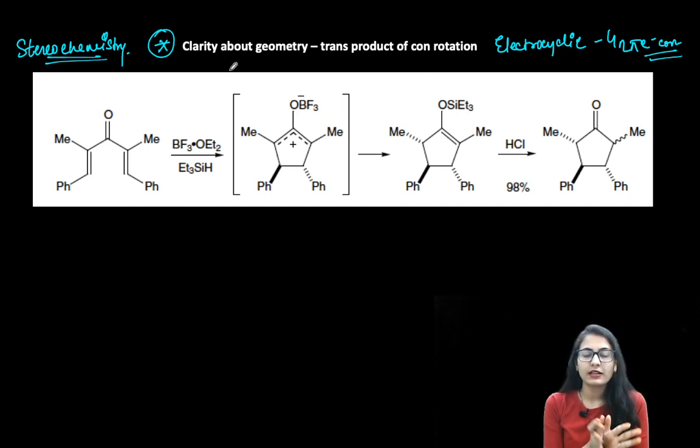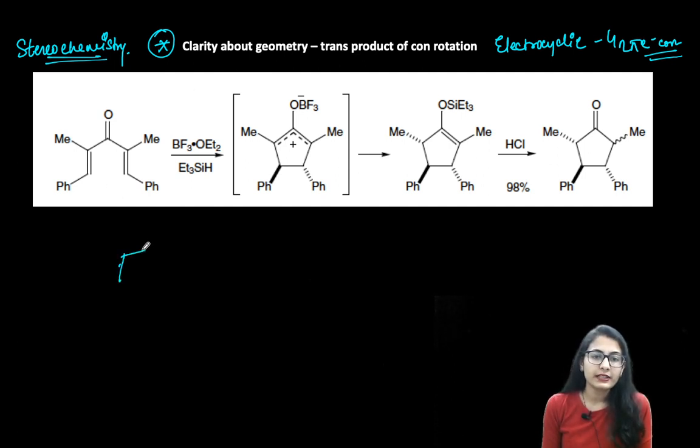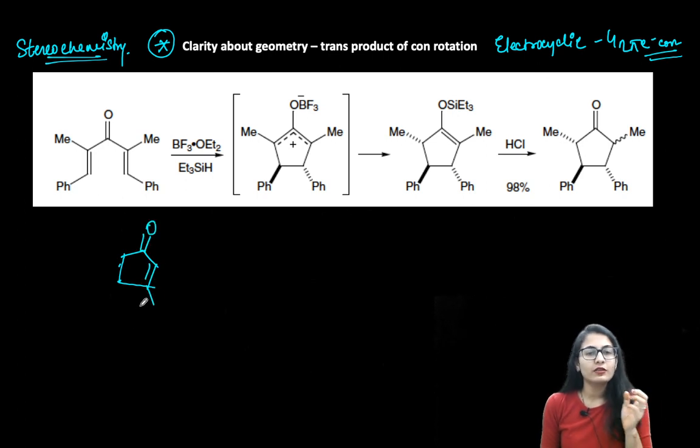Because in the product, if you have noticed, you get the enone system, basically you get the enone system like this. So we are not able to understand the stereochemistry of this reaction, whether it is an electrocyclic process or not, and what the stereochemistry is, whether it is coming from conrotatory or disrotatory. We are not able to understand that, right? But let's say we want some clarity on geometry.